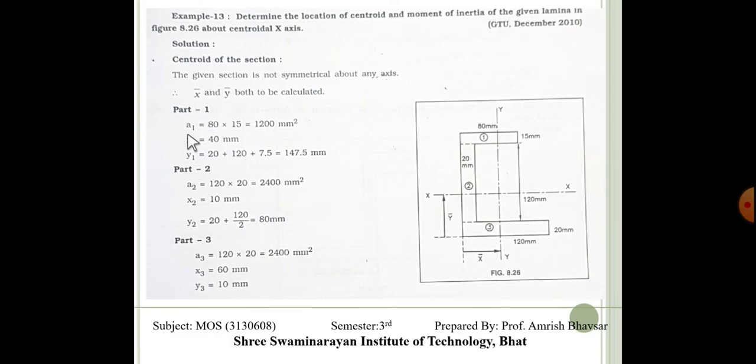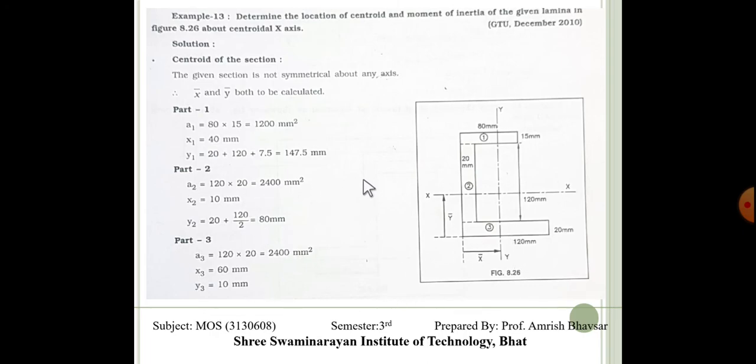Now part 1, a1 is equal to 80 by 15, x1 is equal to 40 and y1 is equal to 20 plus 120 plus 7.5. Same way part 2, a2 is 120 by 20, x2 is 10 and y2 is 20 plus 120 by 2. Same way part 3, a3 is 120 by 20, x3 is 60 and y3 is 10.